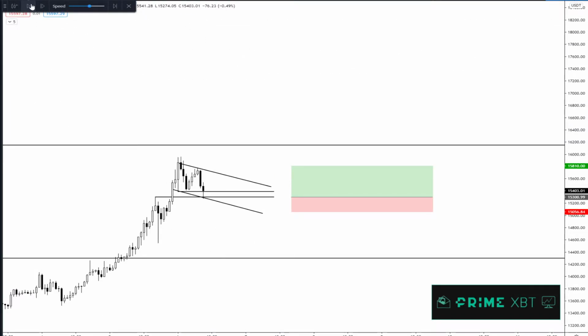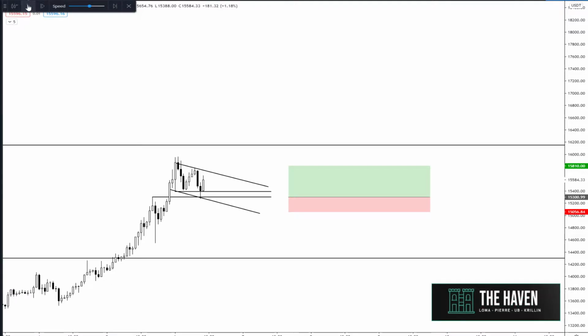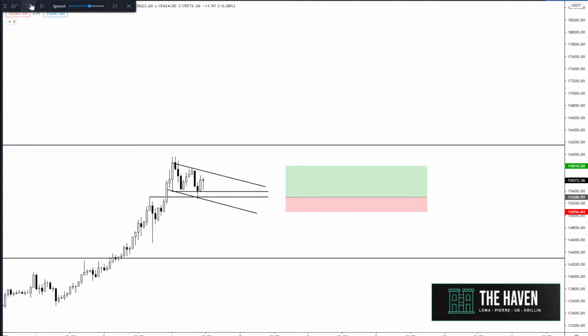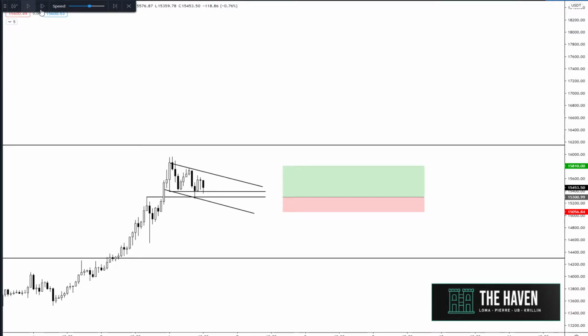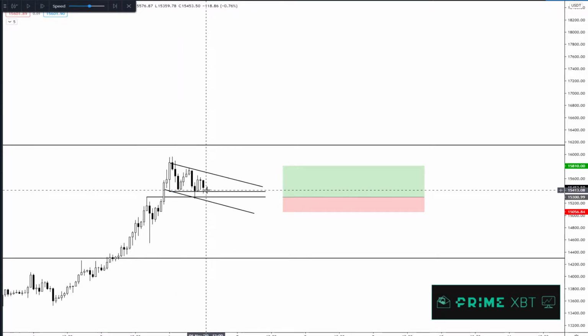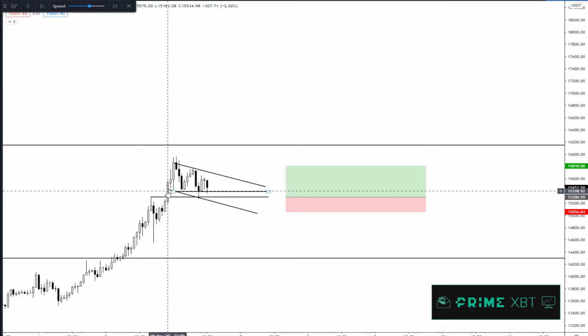If we use the play button here, we can see that nothing really happened, right? We're just still getting rejected by that upper diagonal. And what's a little bit spooky about this setup, and if I was long, I would have closed probably on a retest of our entry, which probably would have been right here, 15.4.